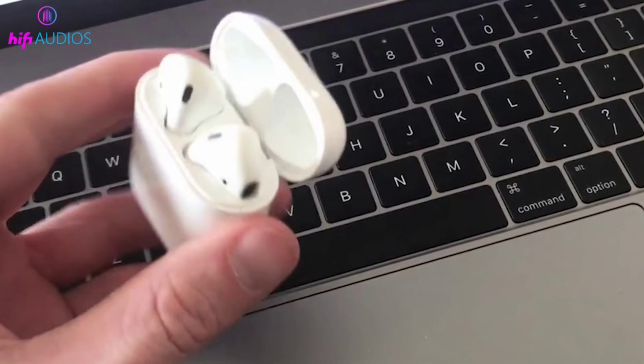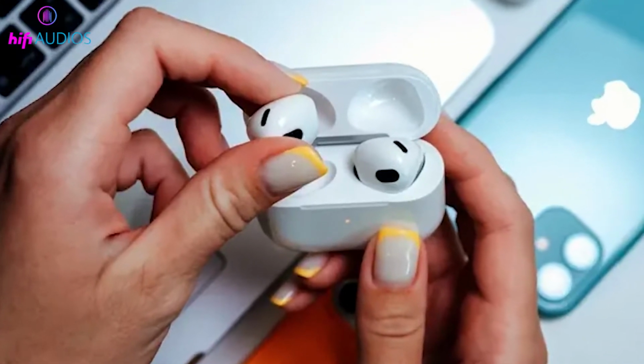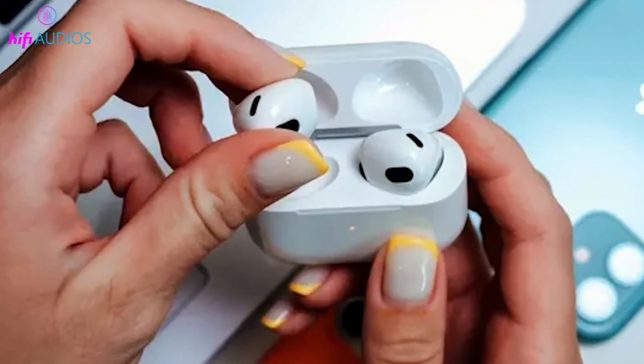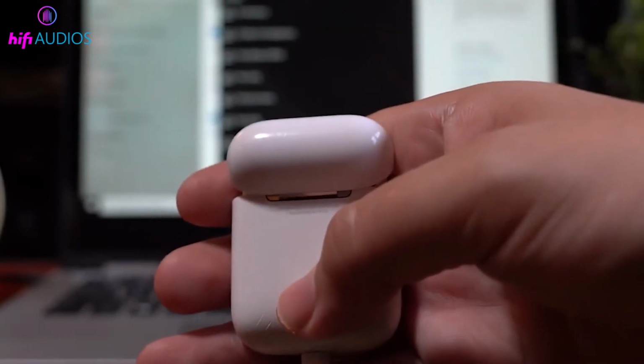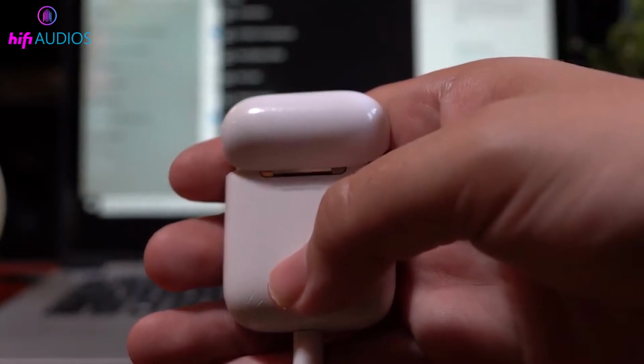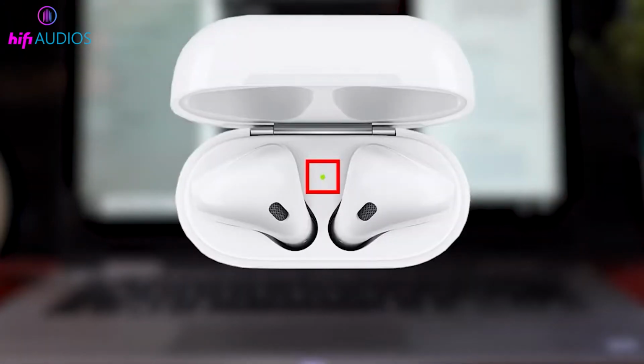Let's get started. First, make sure your AirPods have enough battery and are in their charging case. Then, open the lid of the case and press and hold the setup button on the back until the status light flashes white. This will put your AirPods in pairing mode.